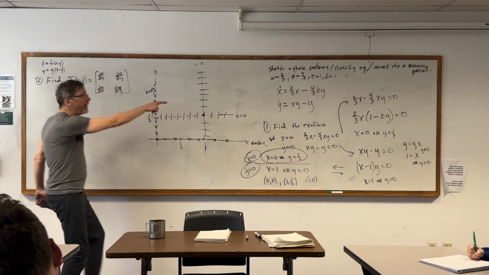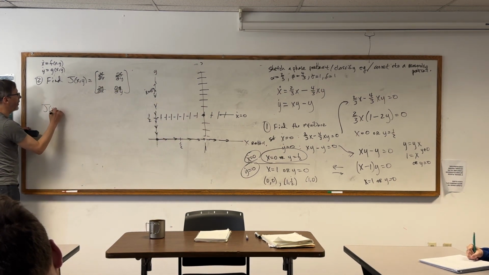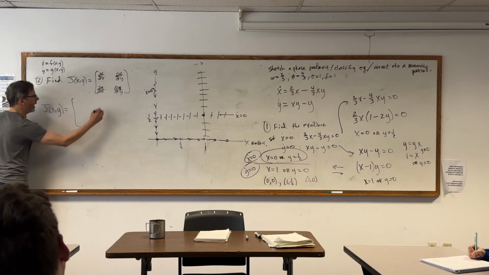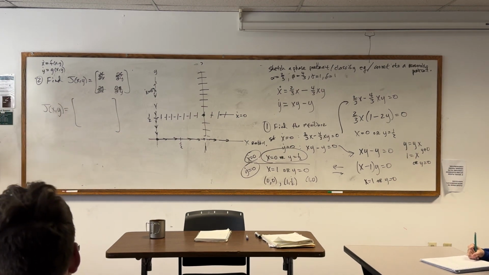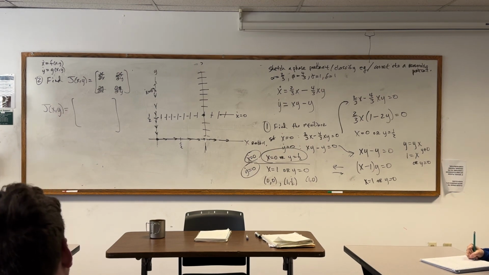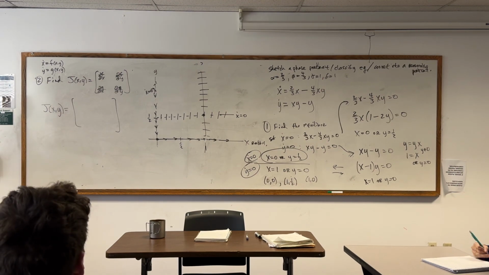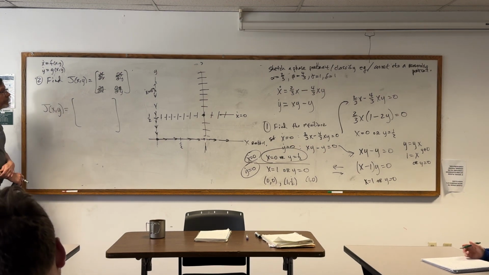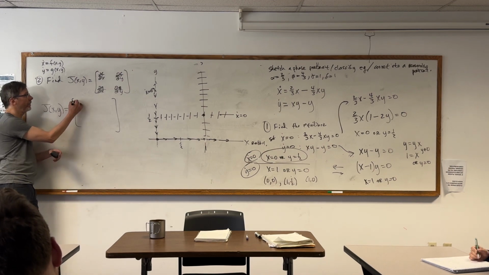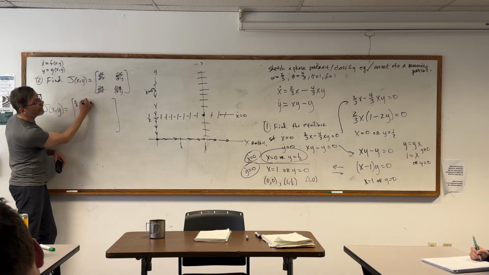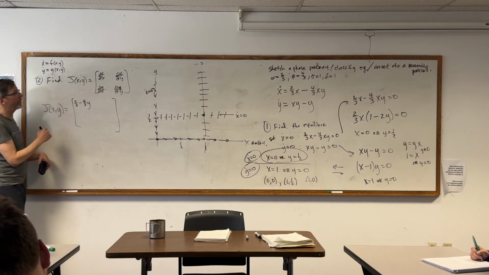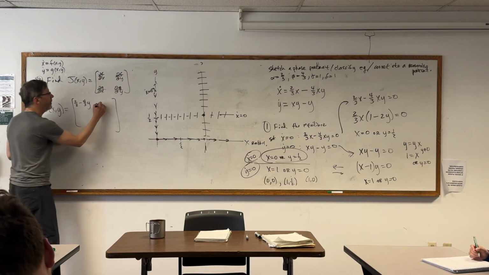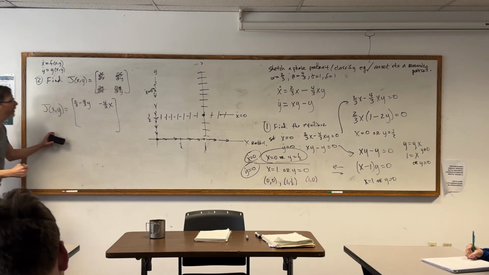So could you take a minute and find those for me? What is the Jacobian? We find it first in its generality, and then we'll plug in our equilibria. Just to practice this, if it's been a while or it's been never that you've done this. And I'll put these up here and you can check yourself.